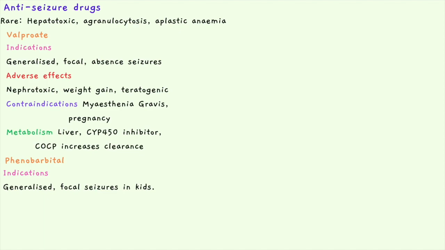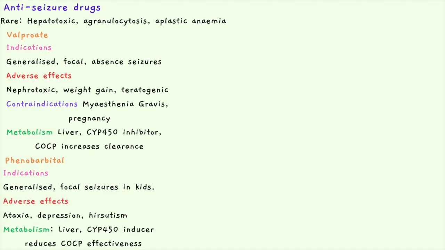The next one is phenobarbital, indications, generalized and focal seizures in kids. Adverse effects, ataxia, depression, hirsutism, especially depression and hirsutism. Hirsutism is increased androgenic activity, so oily skin, deeper voice, pimples, increased hair on the face. So especially for girls, that's not a good side effect. So you've got to be really careful with prescribing that to kids or teenagers who may really not like those side effects. Metabolism by the liver, so again, hepatotoxicity.